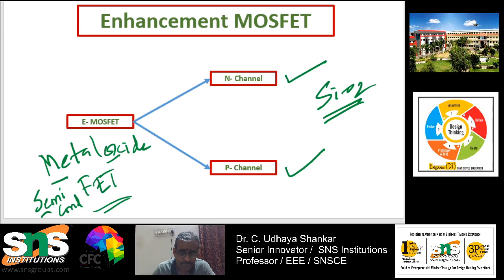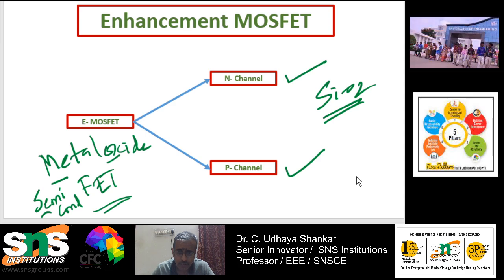These are all the things which I just wanted to wrap up again. So the MOSFET again has two different types: one is the depletion MOSFET and the other is the enhancement MOSFET.